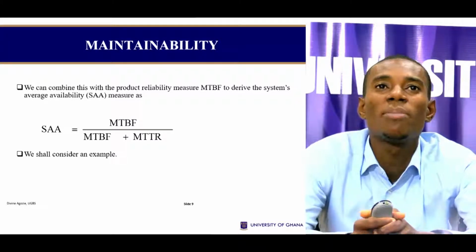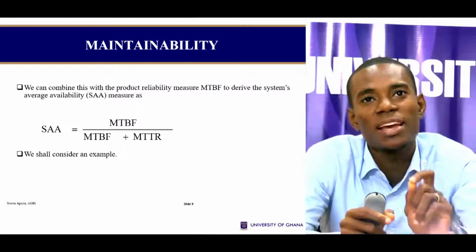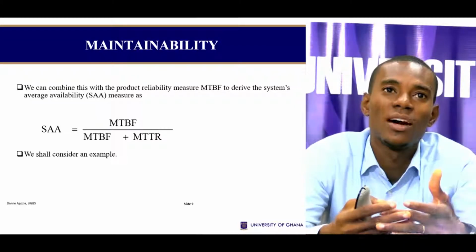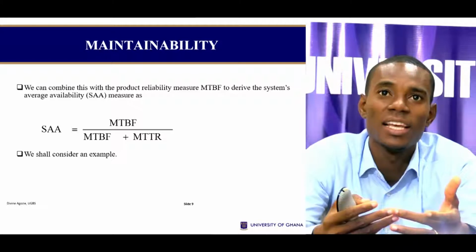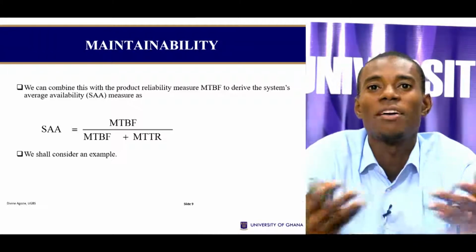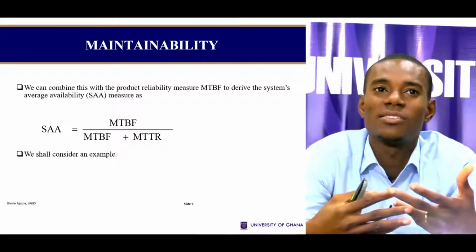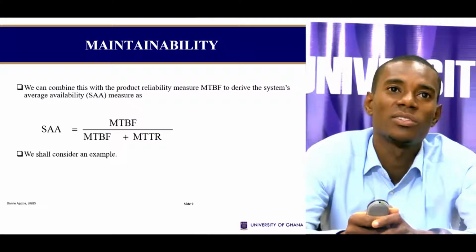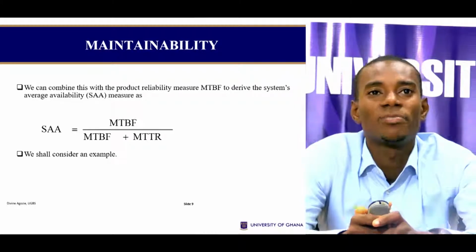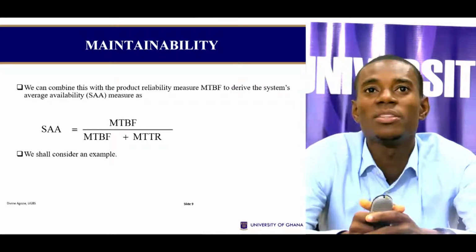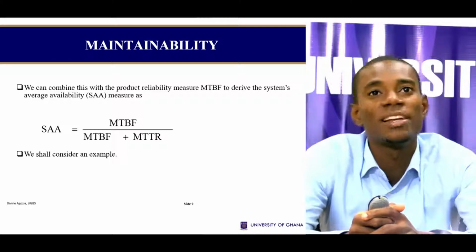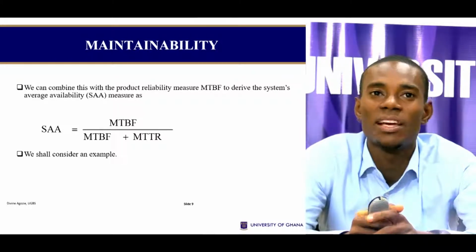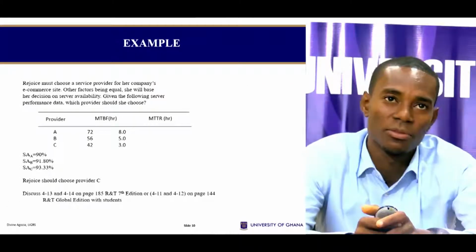So when we combine these two characteristics, the mean time before failure and the mean time to repair, we have what we refer to as our system's average availability, and that is another measure of reliability. On the average, how long is my system available? So for your system's average availability, we say that it is expressed as the mean time before failure divided by the sum of the mean time before failure and the mean time to repair. So let's consider an example.